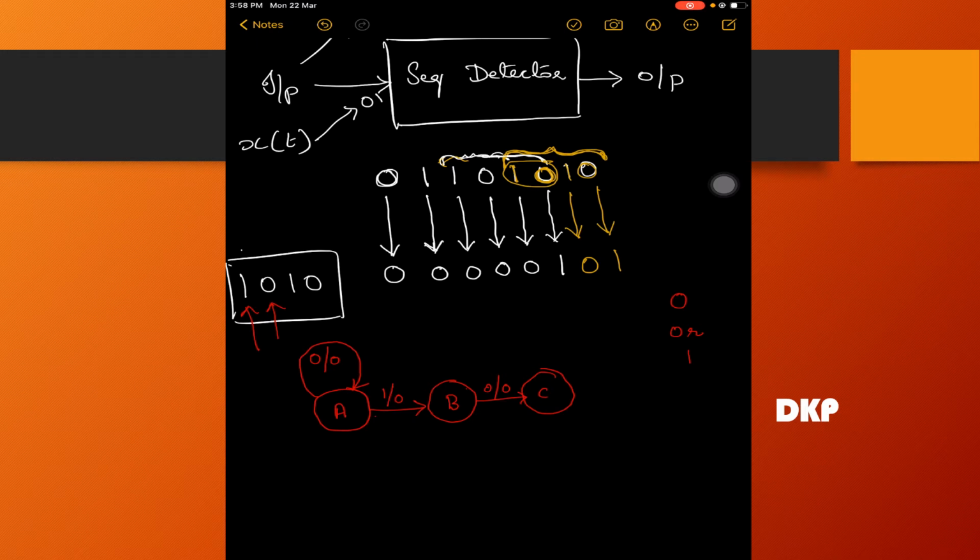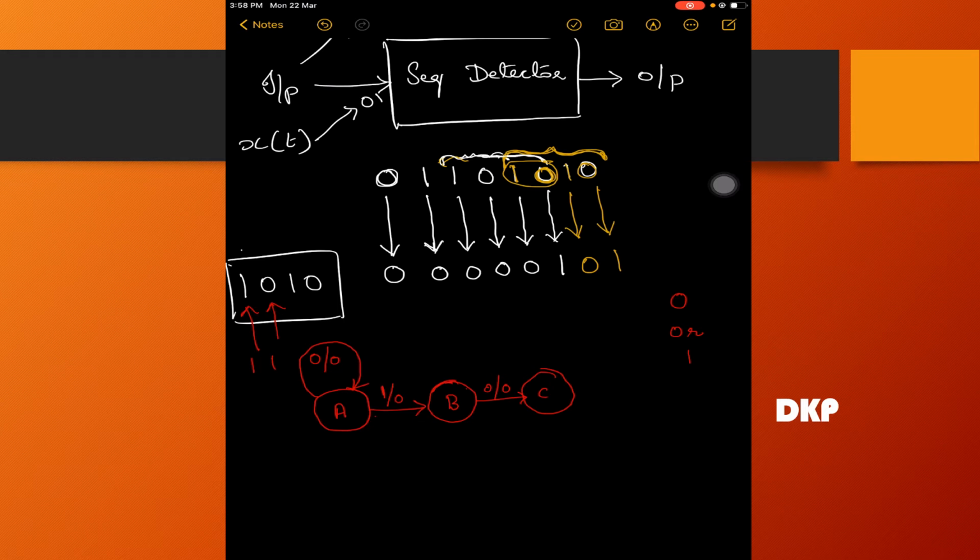If in this state B the machine has received a bit 1, then the two bits become 1, 1. It is not 1, 0, it is showing 1, 1. 1, 1 is not a part of the valid sequence. The valid sequence is 1, 0, 1, 0. So, 1, 1 is not a part of the valid sequence.